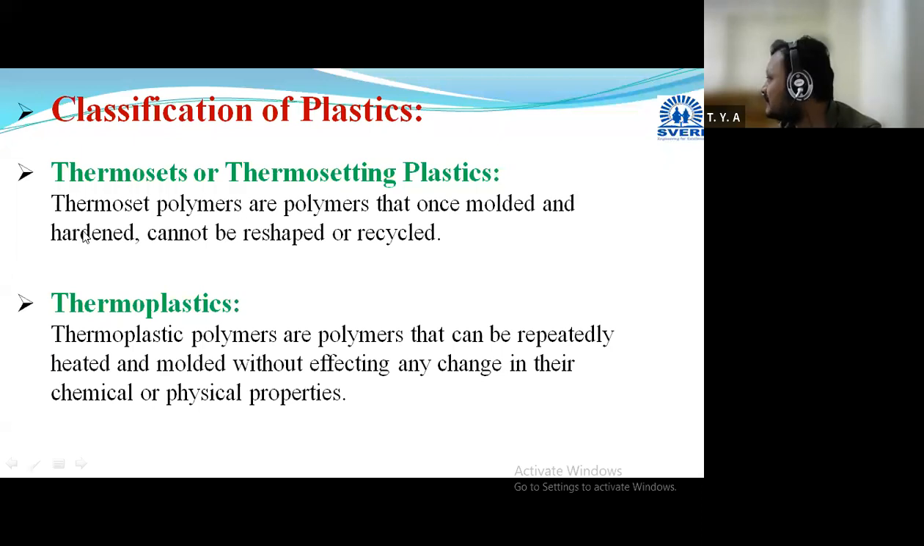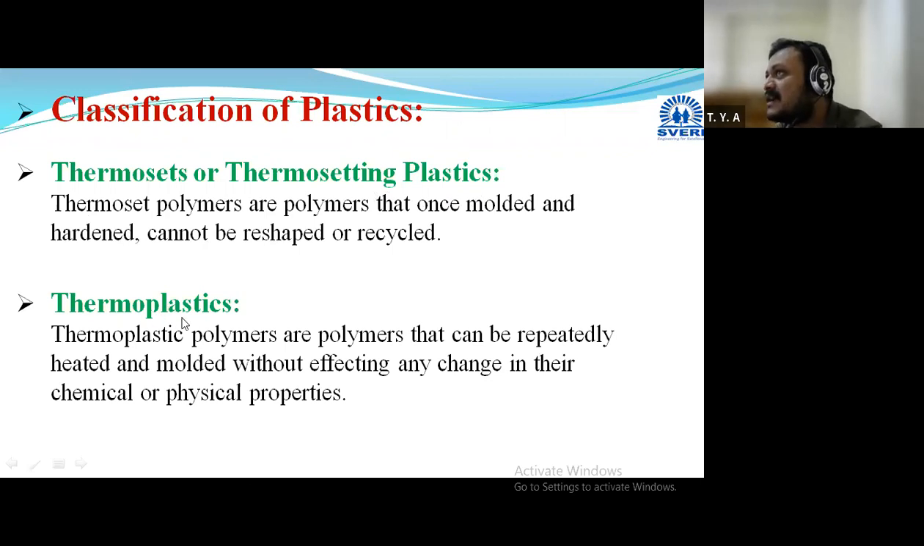Are you getting this? Only once it is heated and cured, then you cannot change its shape. Only once it is possible. Here you can read it. These are the polymers that once molded and hardened cannot be reshaped or recycled. You provide heat and its hardening is done. It will get the desired shape and size. Then over. You cannot change its shape again. That will be termed as thermosetting plastic materials.